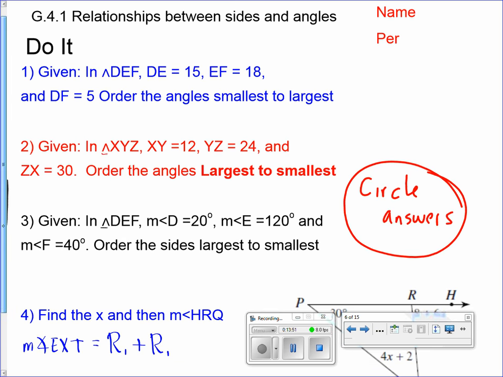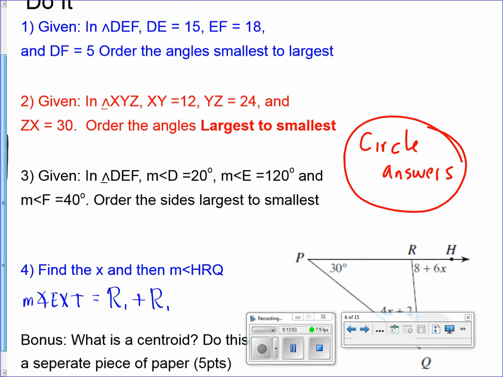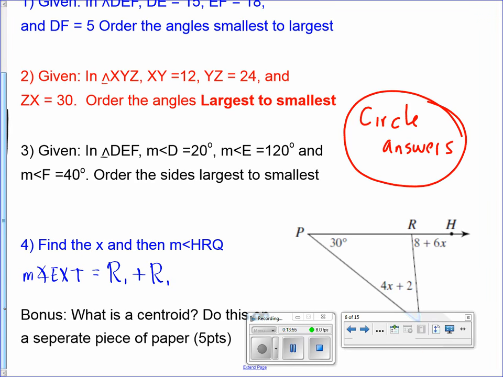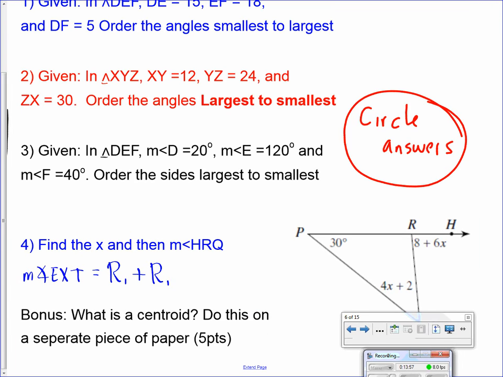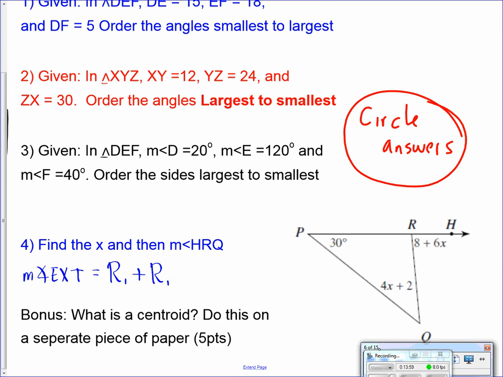All right, let's scroll through this and see what you got. Oh, look at that. We have an exterior angle theorem problem right there. Let me get everything out of your way so you can see it.